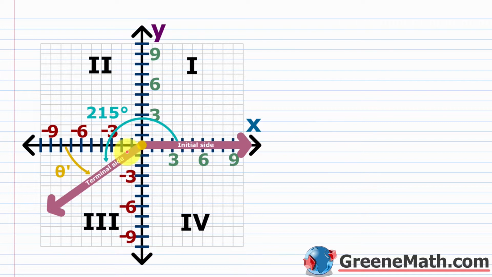And thinking about this, we're in quadrant 3, so it's the same rule. I'm thinking about this part right here. Again, take the total angle measure, which is 215 degrees, and subtract away the part that you don't want to measure. Okay, so this is that straight angle there, which is 180 degrees. So if you do this calculation, you're going to get 35 degrees for your theta prime, or your reference angle.